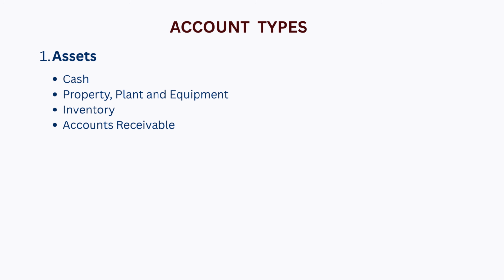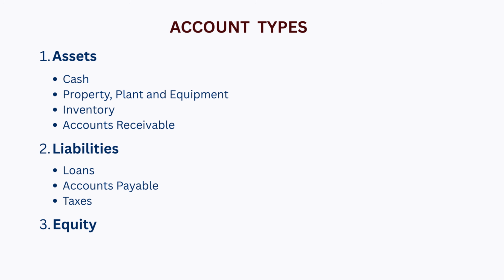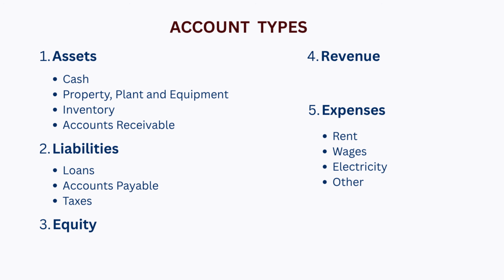There are 6 main account types in accounting. Assets, things the business owns. For example, cash, property, plant and equipment, inventory, and accounts receivable. Liabilities are money the business owes. For example, loans, accounts payable, and taxes owed. Equity is the owner's investment in the business. Revenue is money earned from sales or services. Expenses are costs of running the business. For example, rent, wages, electricity. Dividends or drawings are money taken out by the owner or shareholders.